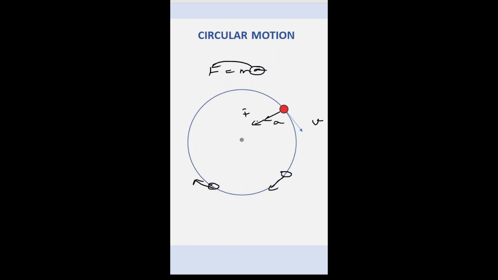This force needed to make something follow a circular path depends upon a number of factors. One is the mass. The greater mass requires a greater force when the speed and the radius are kept constant. Second is speed. A faster moving object requires a greater force when the mass and radius are kept constant.